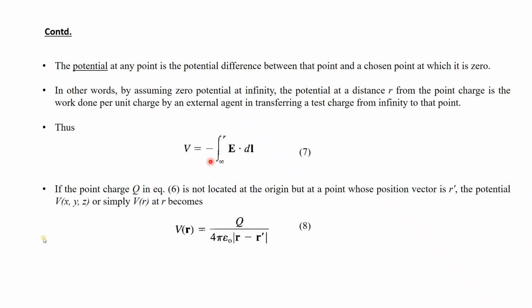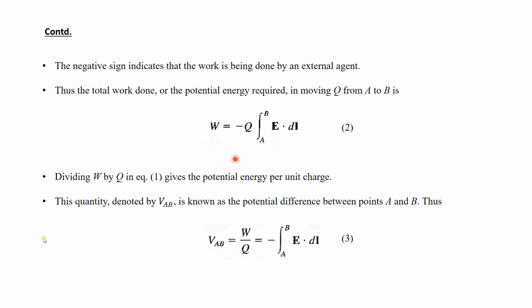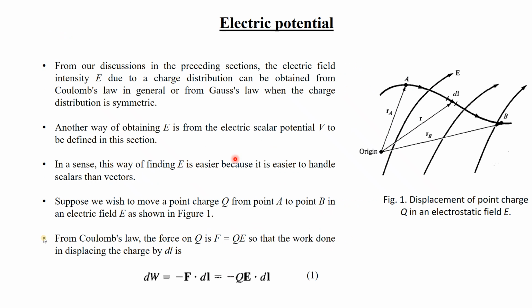Okay, that means V1, the potential, is equal to the line integral of E dot dl, where the line integral is from infinity to r. That we have already seen. The minus sign is there, if you can see the minus sign. We have come across this equation from here.